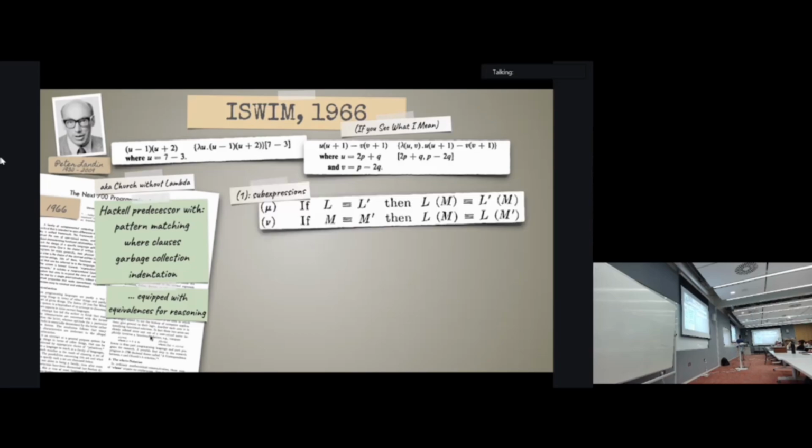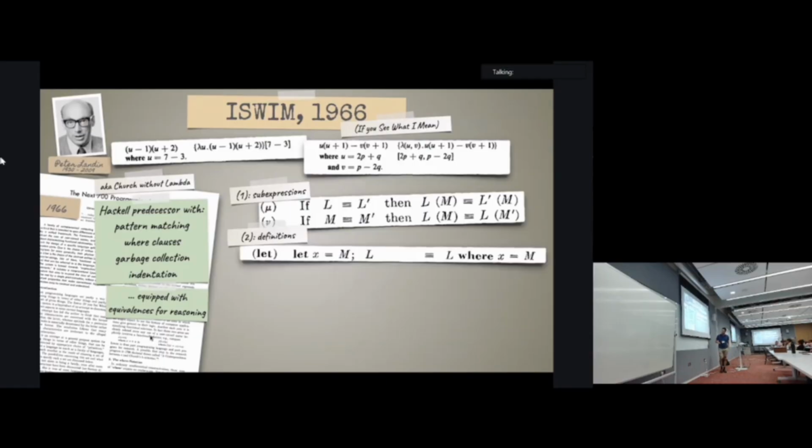And so he had this idea that you should have equalities between sub-expressions. So if L is equal to L prime, then L of n equals L prime of n, and you can see that here we have the consequence rules coming out that we would be using in theorem provers. And so that was kind of built into the system.